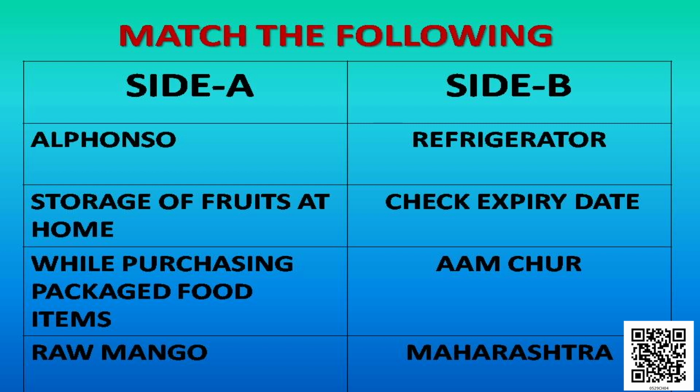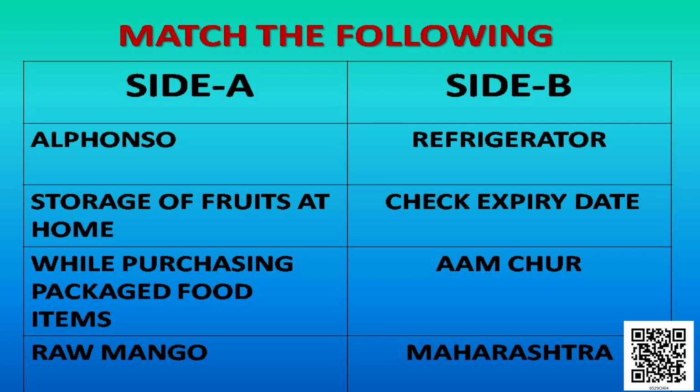Now, in side B it is written refrigerator, then check expiry date, then Amchur, then Maharashtra. So, these are the things given in side A and side B. Now, it is your task to match them. You have to see in what way side A matches with side B and write the answer. As I told you from the beginning, hold your rough notebook and a pencil, and write the answer there. I know that you can do it.